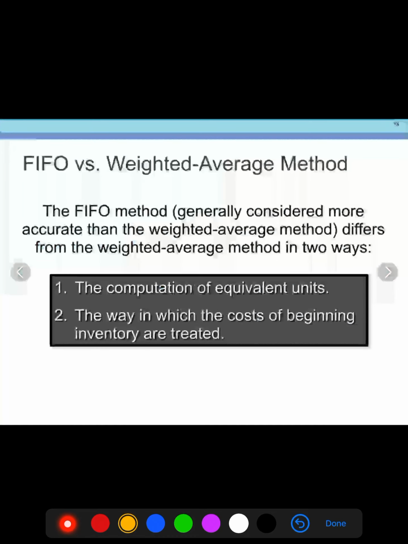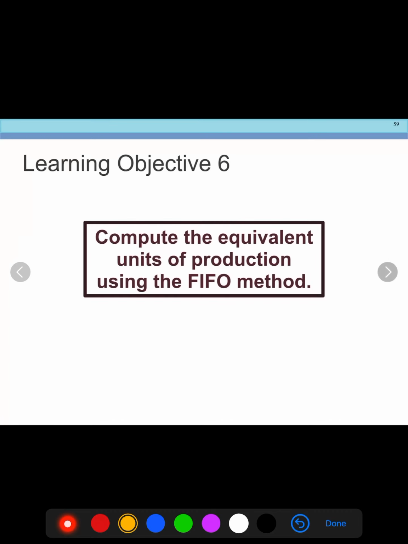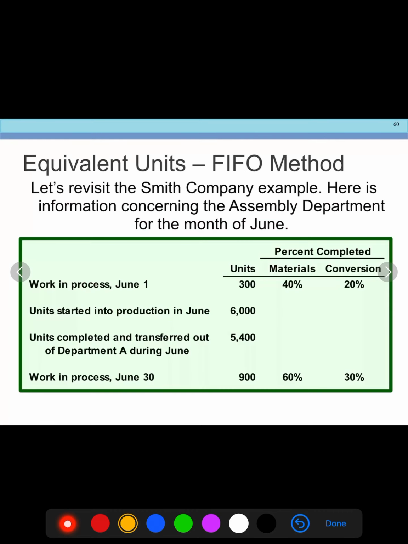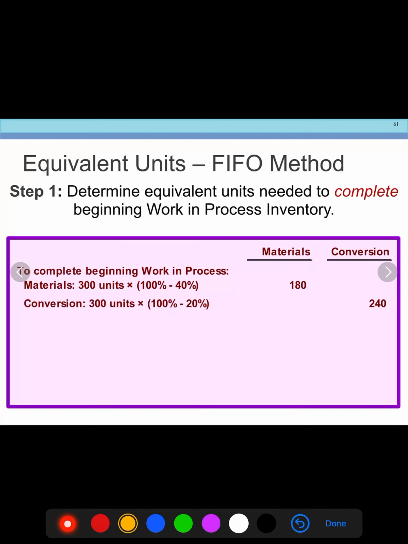Okay, so FIFO method. So, under the FIFO, the computation of equivalent units, the way in which the cost of beginning inventory are treated. So in this case, sabi nga natin kanina, kung 40 siya completed, kung 20 siya completed, for the month of June, 60 at 80 ang pinag-uusapan natin.